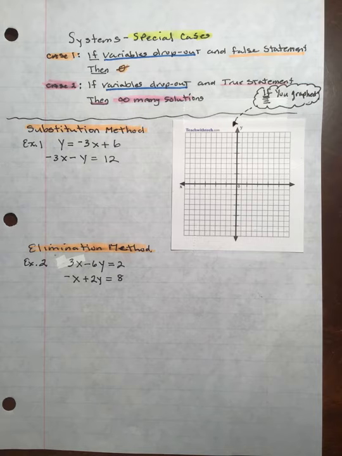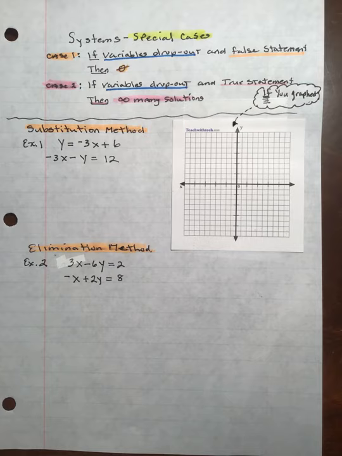Okay, so in this lesson, I want to go over systems of special cases. Case 1, if the variable drops out and you get a false statement, that means no solution. Case 2, if the variable drops out and you get a true statement, that means there's infinitely many solutions.